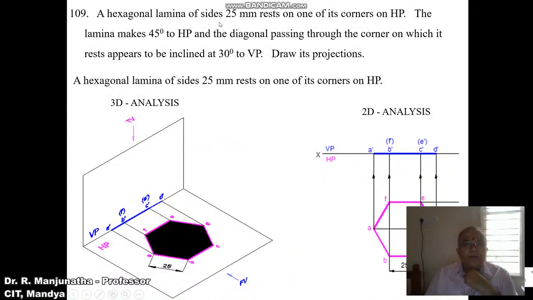A hexagonal lamina of side 25 mm rests on one of its corners on HP. The lamina makes 45 degrees to HP, and the diagonal passing through the corner on which it rests appears to be inclined at 30 degrees to VP.